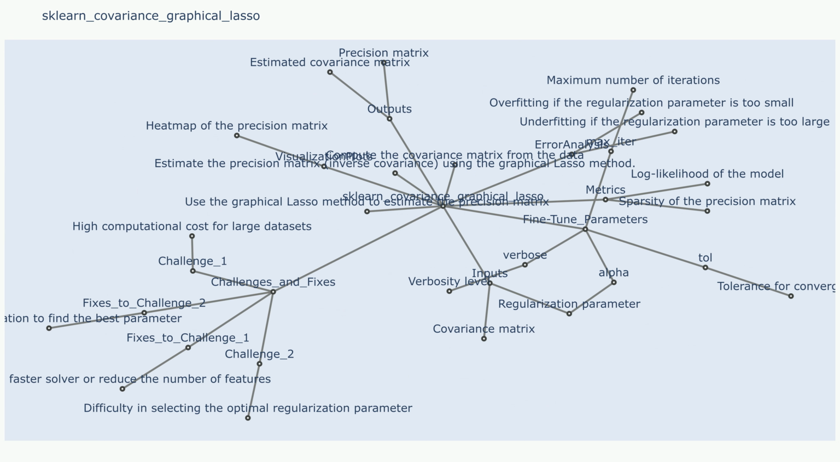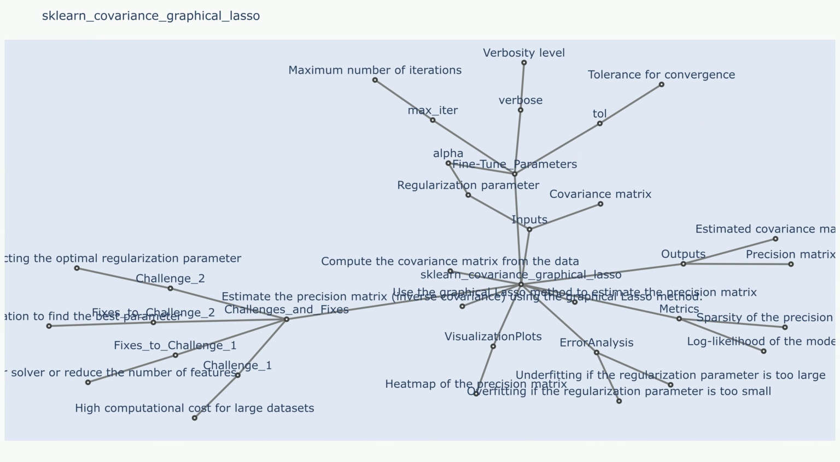Outputs. Output 1. Explain in detail. precision: the estimated precision matrix (inverse covariance). It is a 2D array with shape (n_features, n_features). Output 2. Explain in detail. covariance: the estimated covariance matrix. It is a 2D array with shape (n_features, n_features).